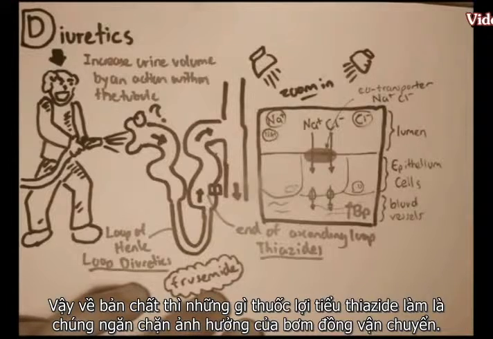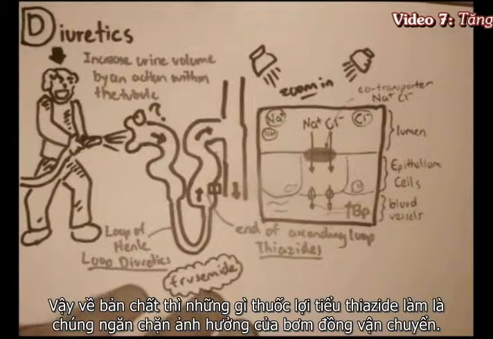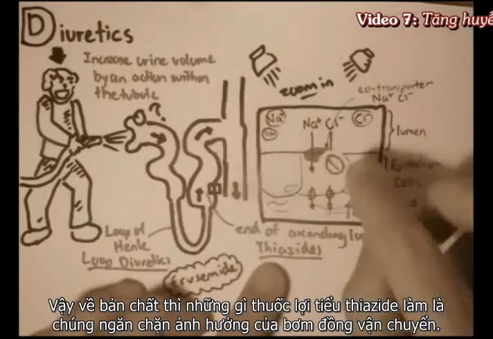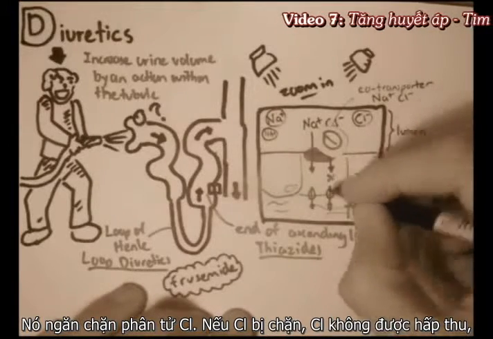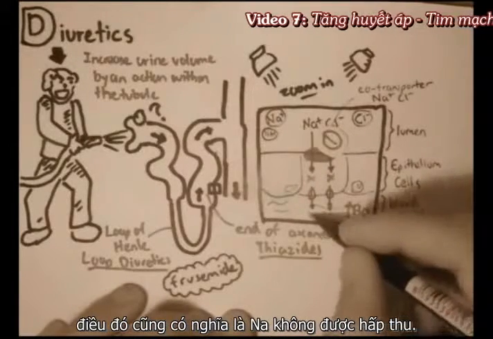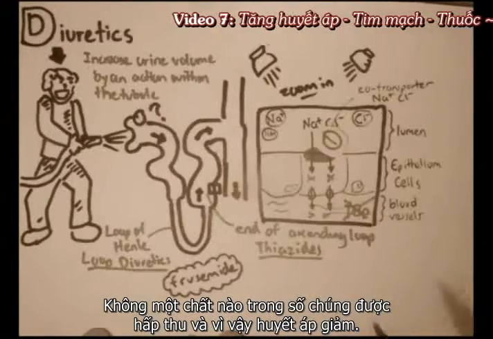Essentially, what the thiazide diuretics do is block the co-transporter. It blocks the chlorine molecule. If the chlorine is blocked, the chlorine doesn't get absorbed, and that means the sodium doesn't get absorbed either, so none of them get absorbed, and the blood pressure drops.